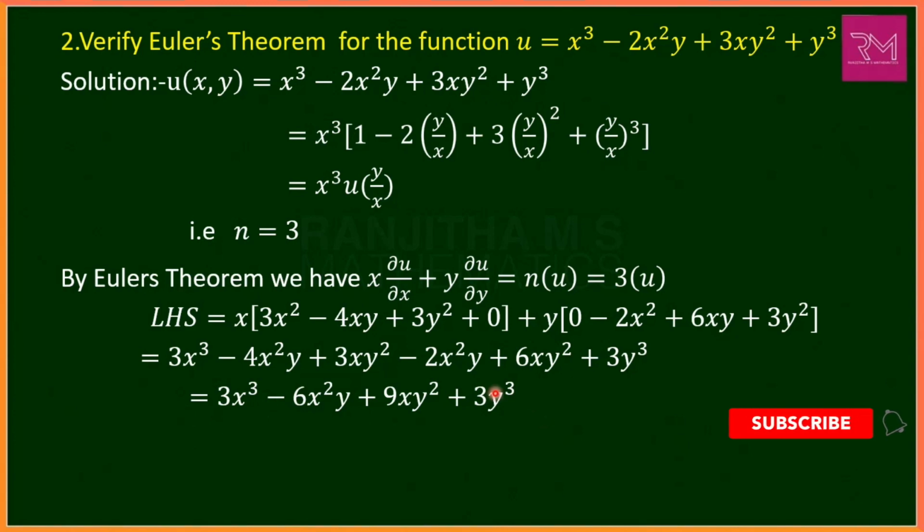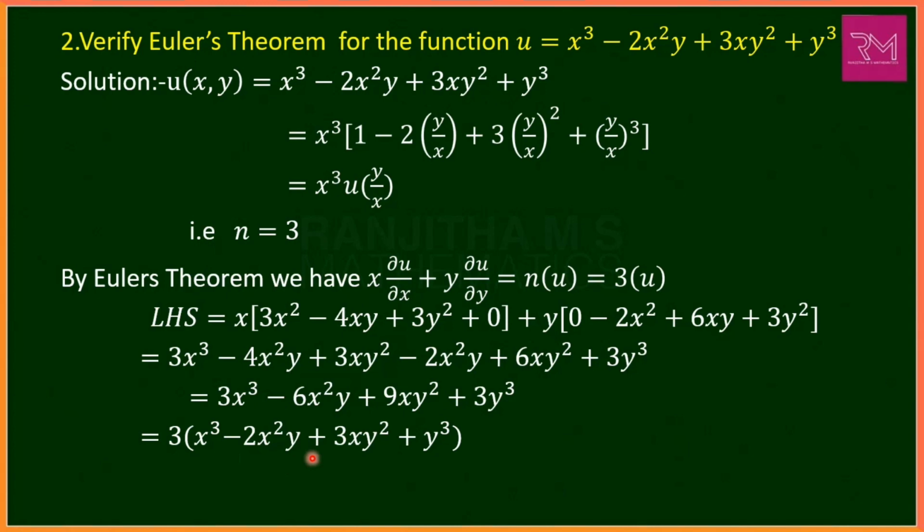So in this equation we can take 3 as common. We get 3 into x cube minus, if we take 3 as common, the remaining is 2x square y, plus here also if we take 3 as common, the remaining is 3xy square plus y cube. So this is of the form 3 into u of x comma y.